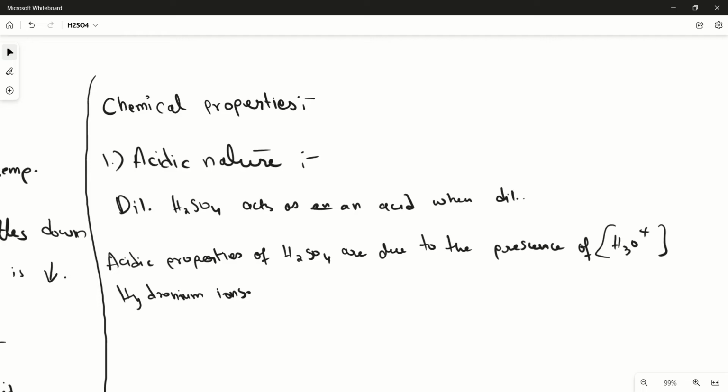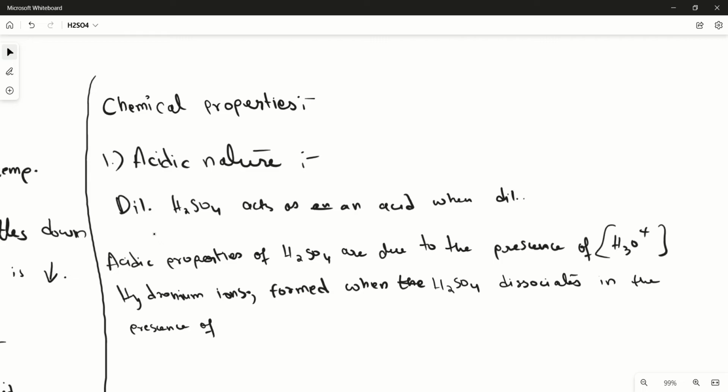So acidic properties of H2SO4 are due to the presence of H3O+ hydronium ions formed when H2SO4 dissociates in an aqueous solution. So dilute H2SO4 acts as an acid when diluted, because the acidic properties are due to hydronium ions formed when H2SO4 dissociates in the presence of an aqueous solution.